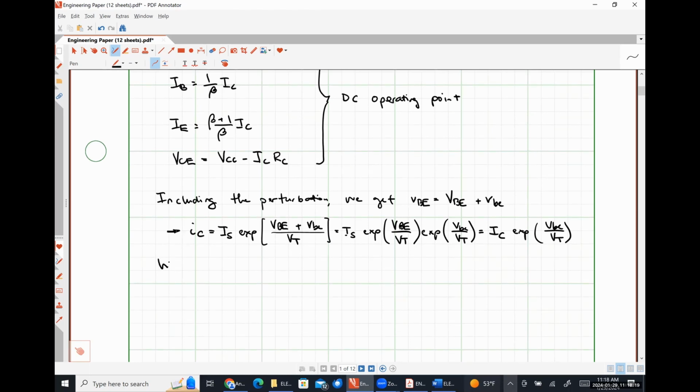So when lowercase VBE is much less than VT, the exponential of lowercase VBE over VT will be approximately equal to 1 plus lowercase VBE over VT.